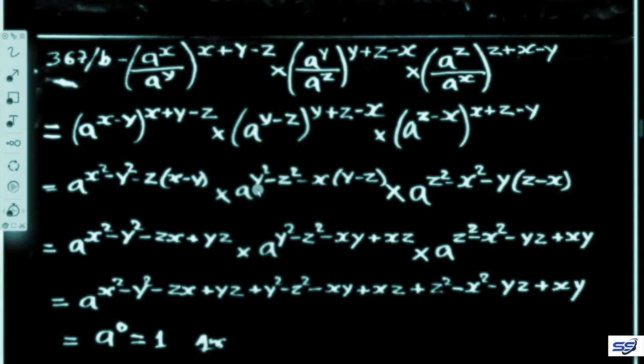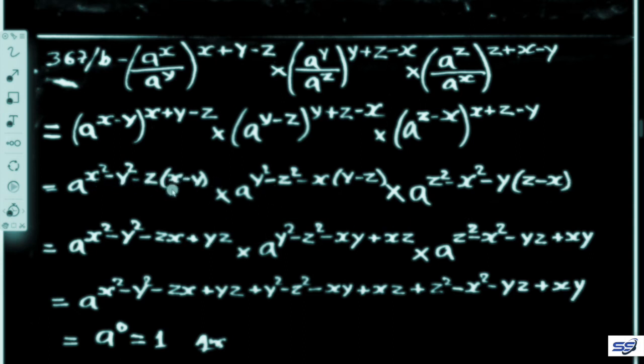So here a to the power y square minus z square minus x bracket (y minus z), into a to the power z minus x multiplied to x plus z minus y. Here x minus z and x plus z, z minus x and x plus z, same thing. This again comes as per formula, it becomes z square minus x square. Minus y is again multiplied with this power one in bracket, y into (z minus x).